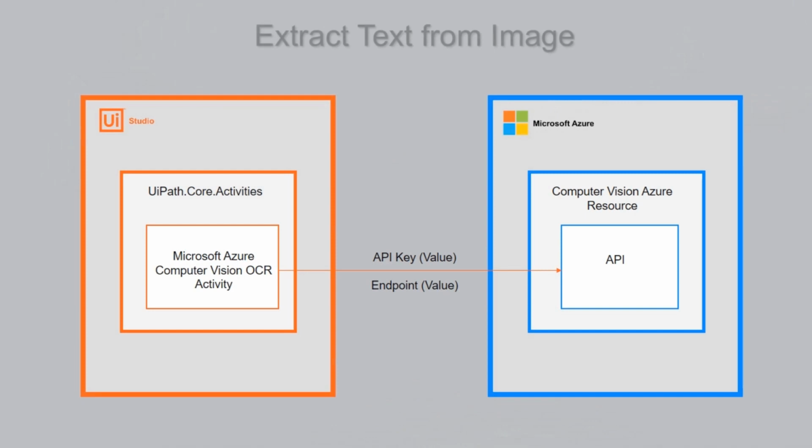Then we are going to create a simple workflow in UiPath Studio that will read an image file, connect with the Computer Vision OCR engine from Microsoft Azure, extract the text from that particular image and write it to a text file. Then we'll also see how to improve the result of this OCR engine. So before we actually jump into the demo, let's quickly look at the documentation from UiPath as well as Microsoft.